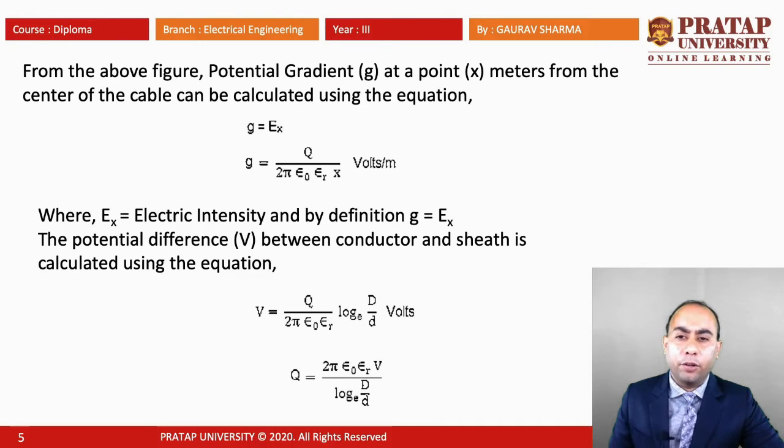From this we know that G is equal to Q by 2 pi epsilon 0 epsilon r x volts per meter, where Ex is the electric intensity and by definition G is equal to Vx. The potential difference V between conductor and sheath is calculated using the equation V is equal to Q by 2 pi epsilon 0 epsilon r log D by d volts. So from this we calculate the value of Q, which is 2 pi epsilon 0 epsilon r V by log D by d.